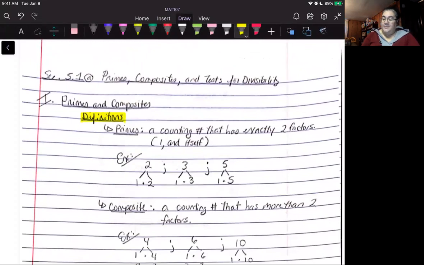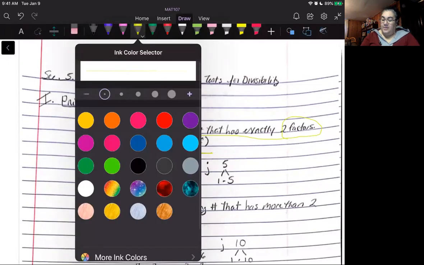Definitions for what a prime is and what a composite is. So a prime is defined, let me highlight that better. There we go. A prime is defined as a counting number that has exactly two factors. That's the important part right there. And those two factors are 1 and itself. And I'm going to make this a little bigger so we can read more carefully.